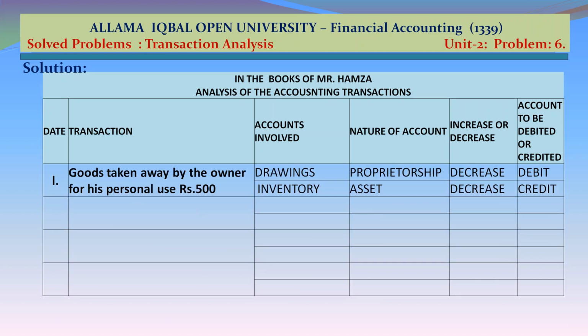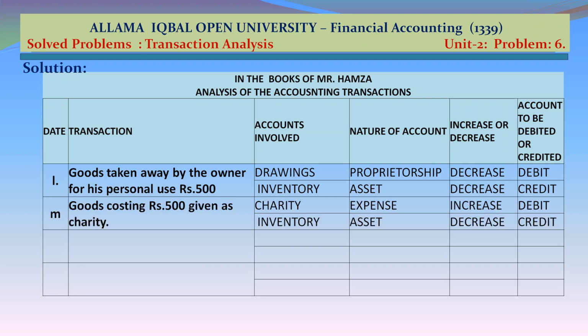L. Goods taken away by the owner for his personal use 500. Accounts involved are drawings account and inventory account. Drawings account is proprietorship account. Inventory is an asset account. Proprietorship account will decrease, asset account also will decrease. Drawings account debit, inventory account credit.